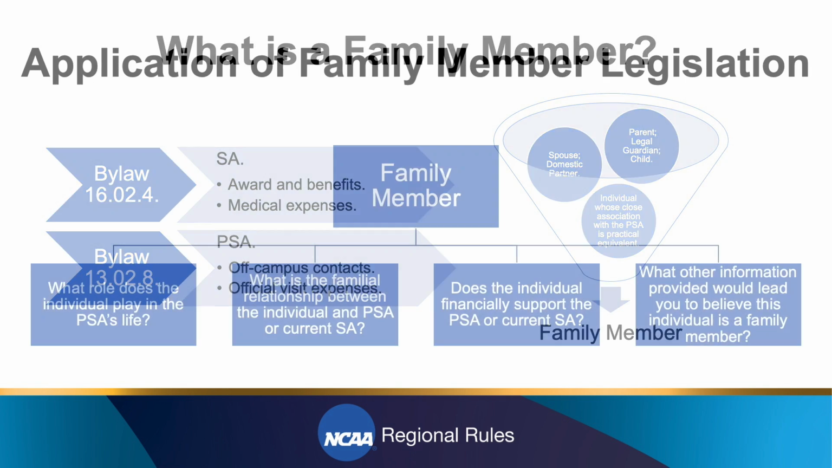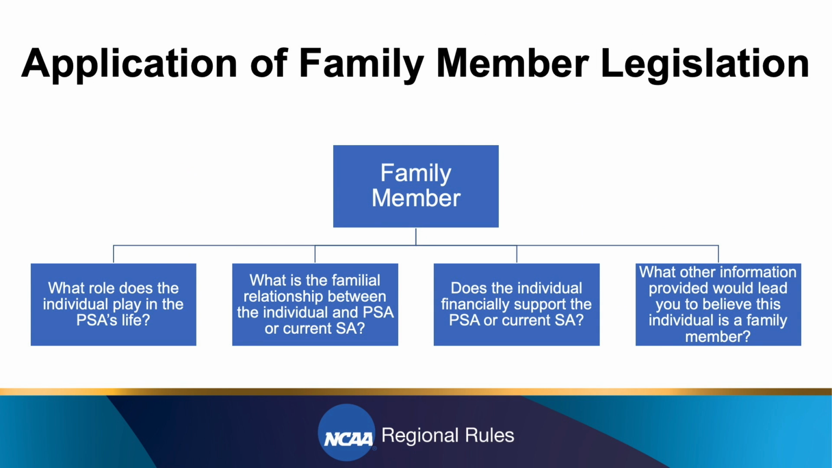The application of the family member legislation and determining whether this individual whose close association to the PSA meets the definition of a family member can be broken down into 4 subsections to ask the prospective student athlete. Specifically, what role does this individual play in the PSA's life?